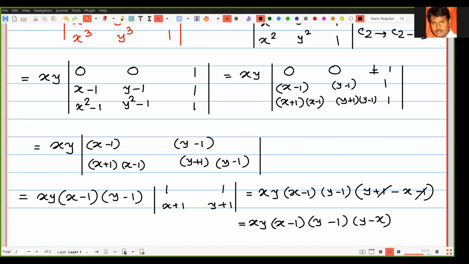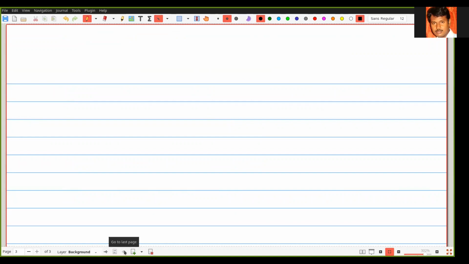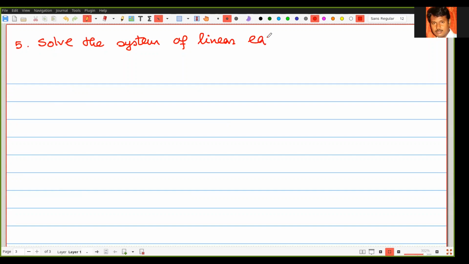Now the next problem. Here the problem is question number 5. Solve the system of linear equations by Cramer's rule if possible. Let's check the system.